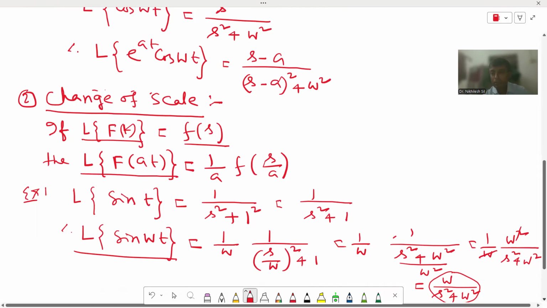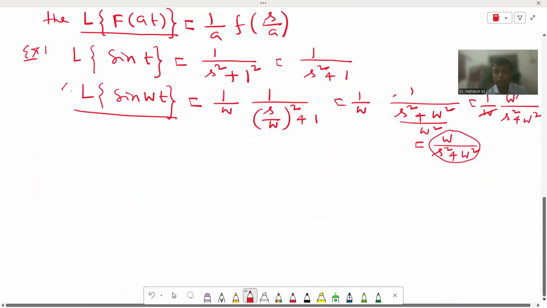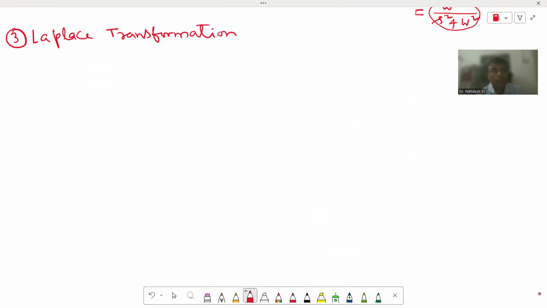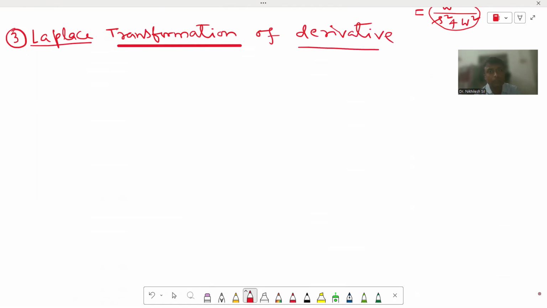Okay. Now next property. That is the Laplace of the function if the function is a derivative. Okay, Laplace of derivative. So, property number 3: Laplace transformation of derivative. Okay. So how will we get this value, Laplace transformation of derivative?